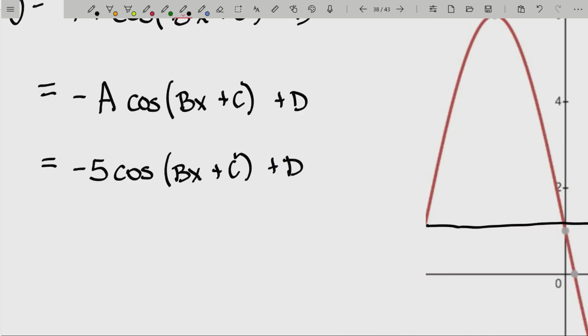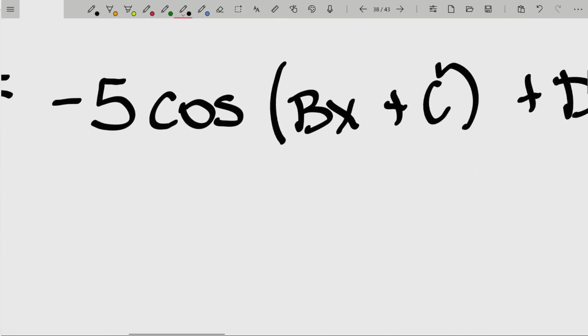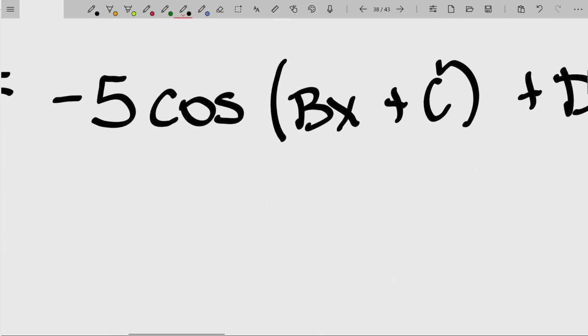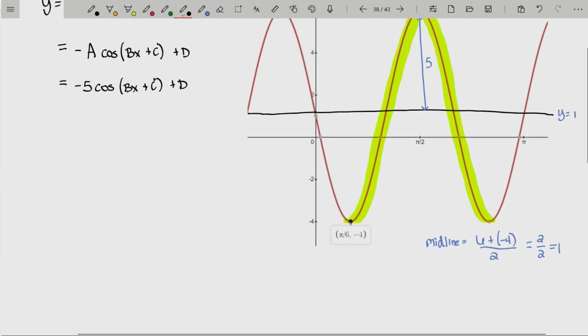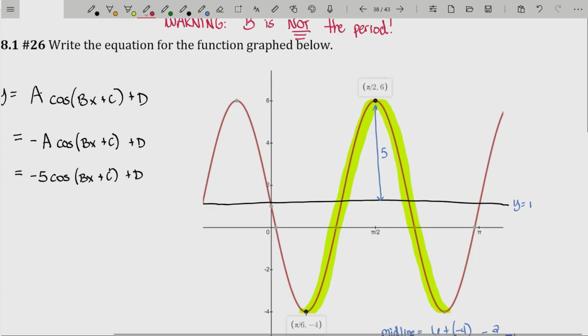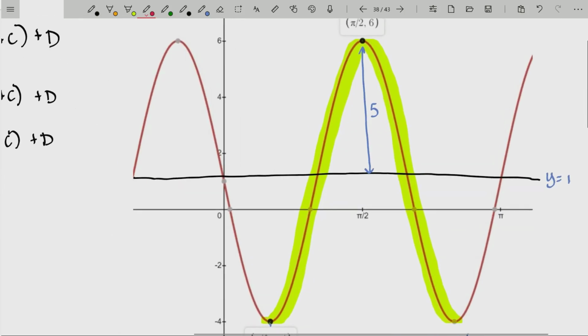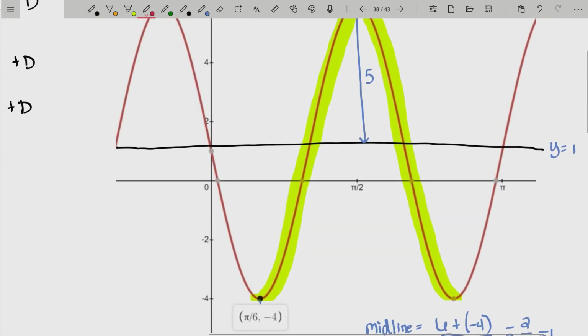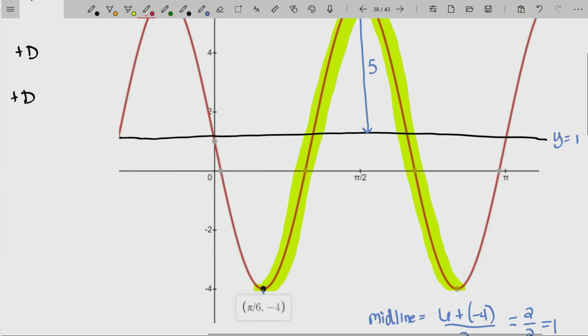Well, what is b associated with? It's not exactly the period. In fact, that's so important, I'm going to write it up above. It's not the period. It is related to the period. The period is actually 2 pi over b. That's kind of critical to note. So how do you find that b? Well, notice that at x equals pi over 6, let me write this right here.